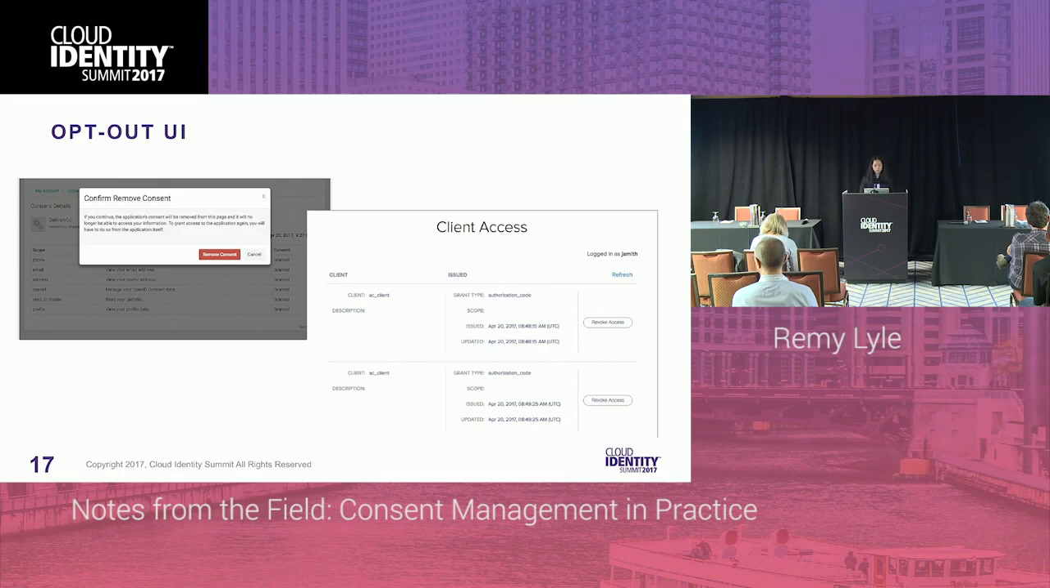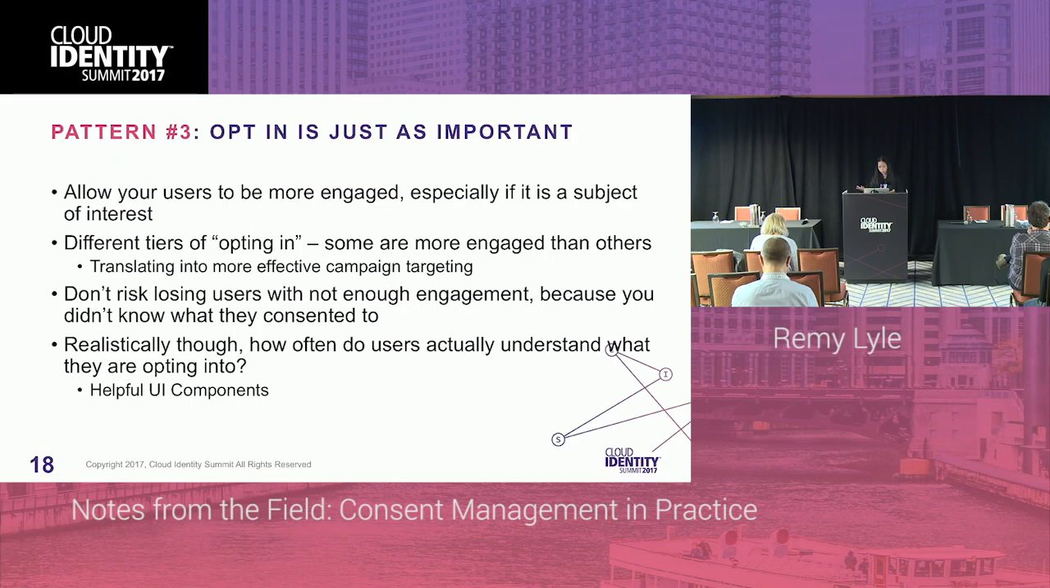Here are some examples of a design for opt-out UIs, just to give you more concrete examples. On the upper left from your perspective, users can say, I want to remove my consent. And from the other perspective, we have a similar UI where we say, okay, for this client, do you want to revoke sharing, if there were scopes there, sharing the information with the specific client?